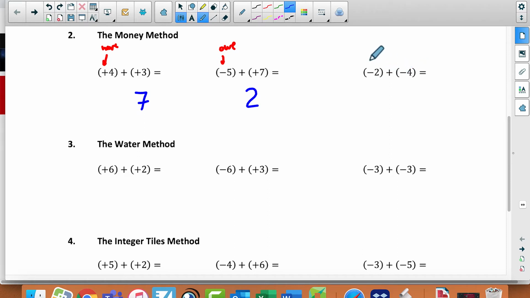How about this one? You owe $2, and then you owe another $4. Uh-oh, now you owe even more money, don't you? So actually you're in debt now, $6. So it's minus 6, or negative 6, sorry. All right, so that's another way you can think of it.